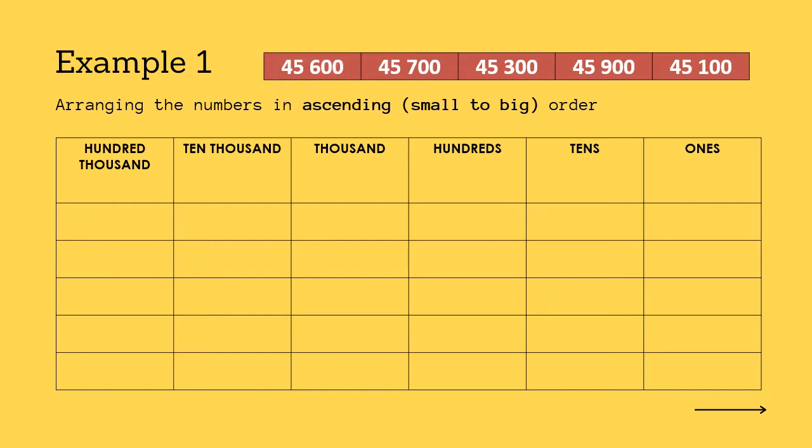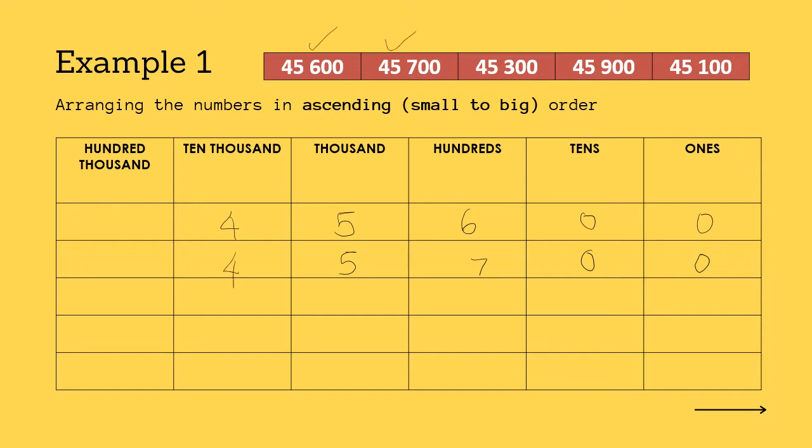So let's start off with 45,600. So I'm just gonna write down from the back 0, 0, 6, 5, 4. It's always safer to start filling in from the back. Second number is this one, 45,700. So 0, 0, 7, 5, 4.